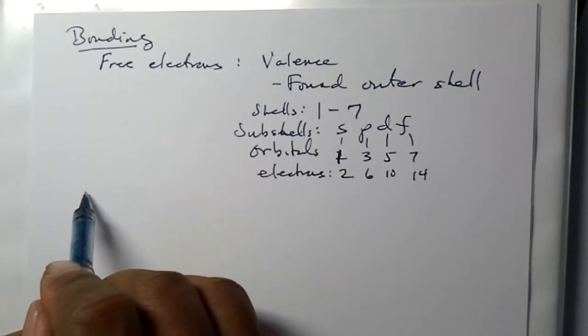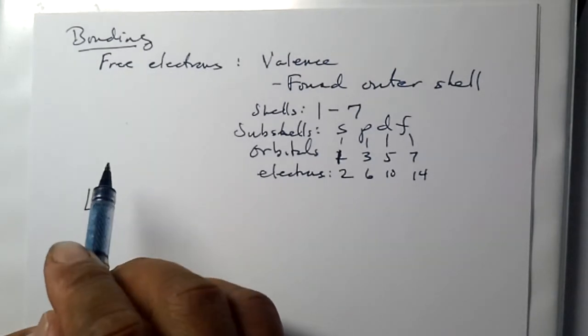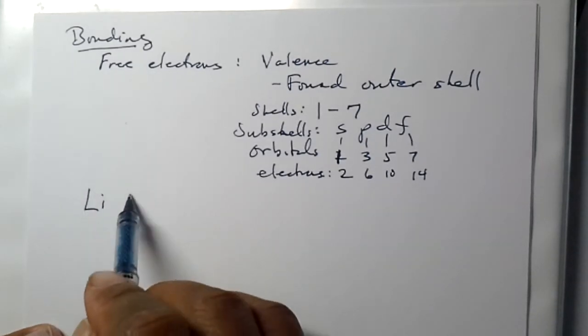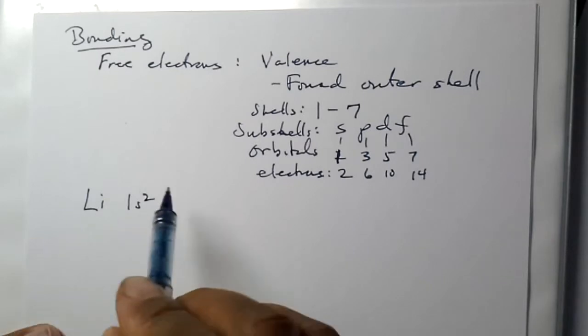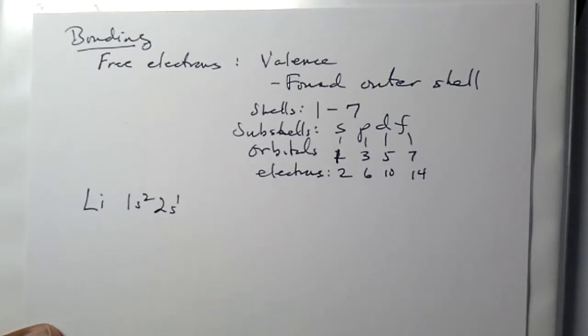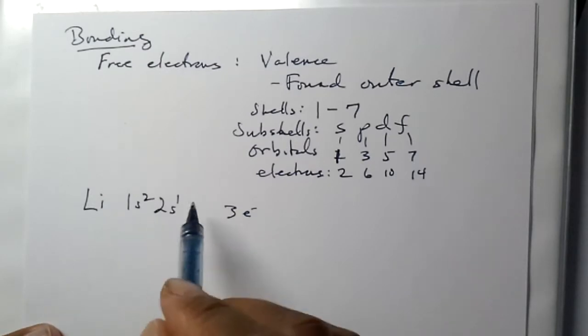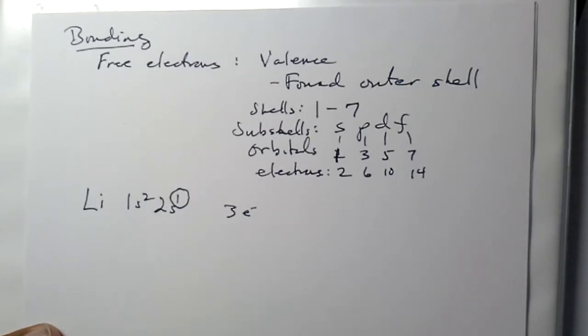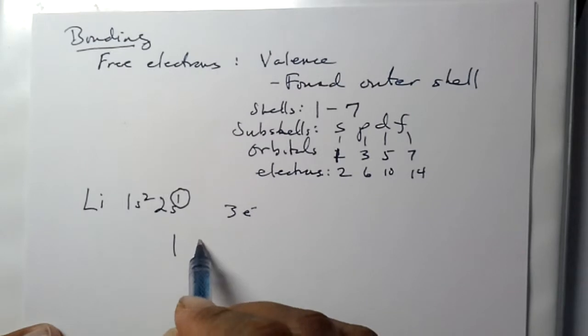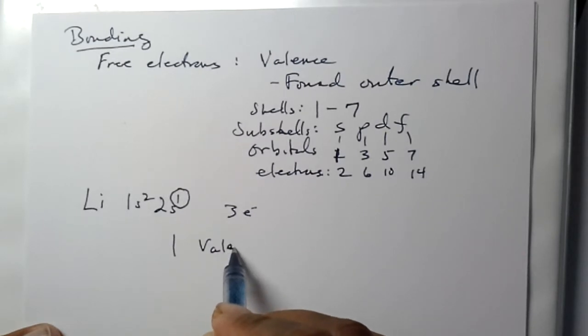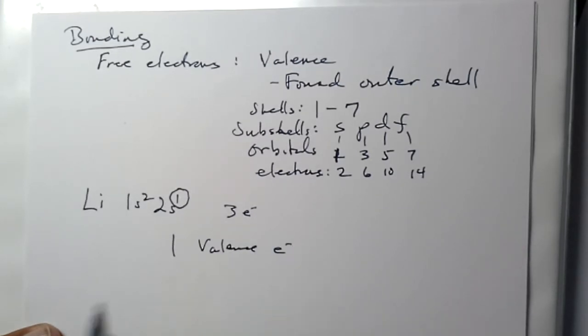So let's look at the configuration of, let's say, lithium. Lithium is 1s2, 2s1. There are only 3 electrons in lithium, and the valence electron is the electron in the outer shell. So lithium has 1 valence electron.